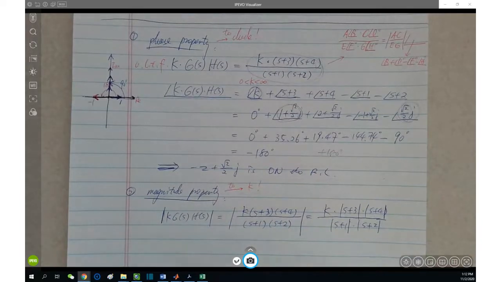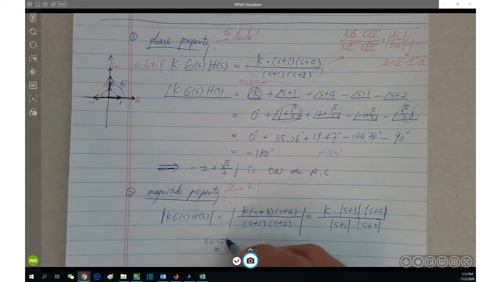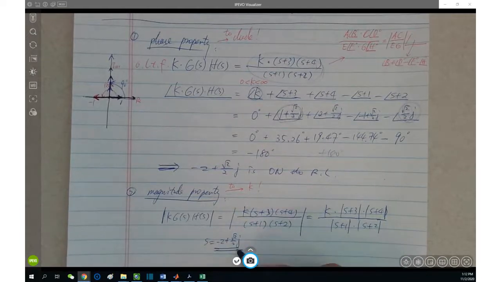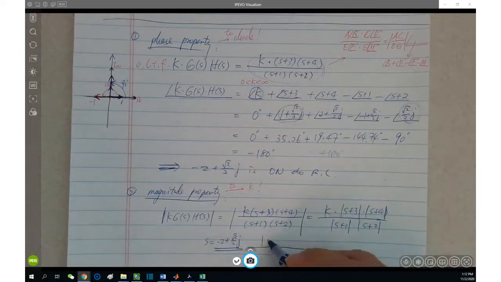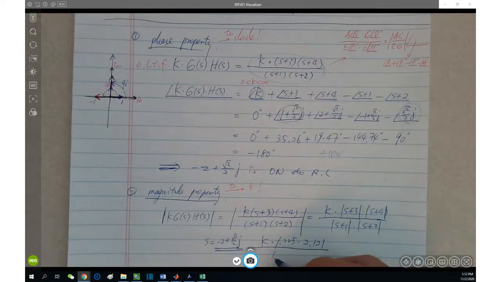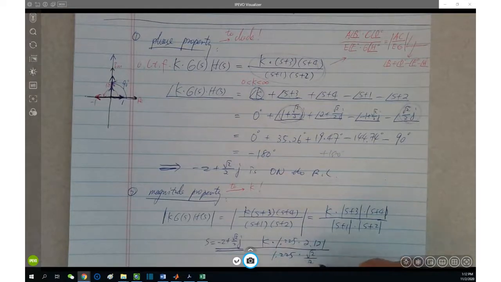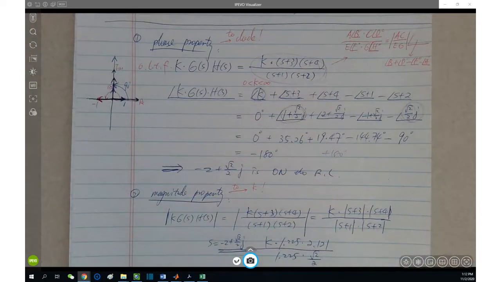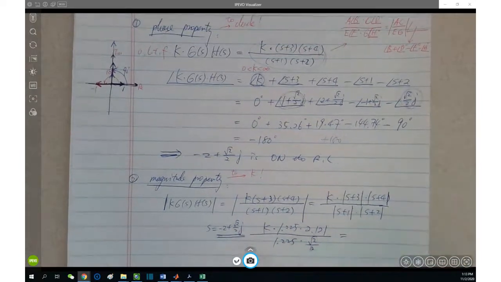And once again, we substitute the S value by the given -2 plus square root of 2 divided by 2j. Okay. Substitute the S value, and then just the algebra. Yeah, just the algebra. You should end up with this. You plug in the S value and then use a calculator to find the magnitude value. Once again, magnitude. So you end up here, and this equals what? Equals 1. Remember, that's the property.